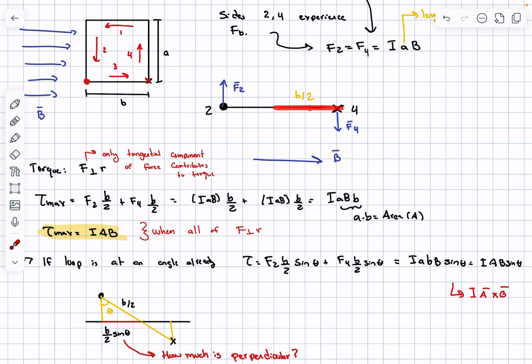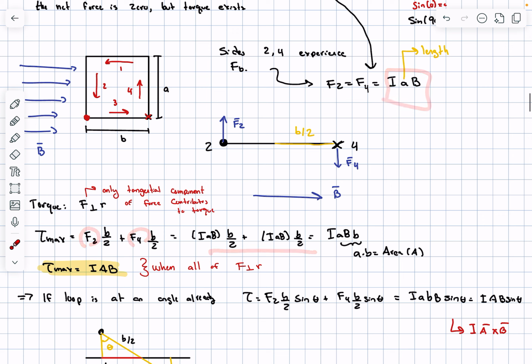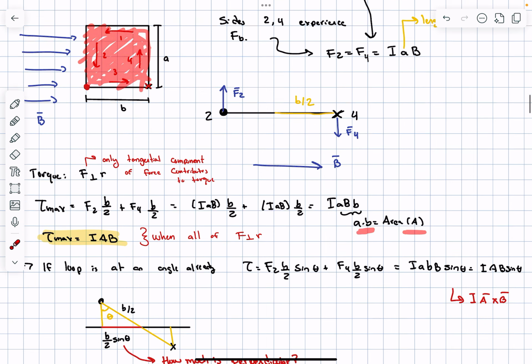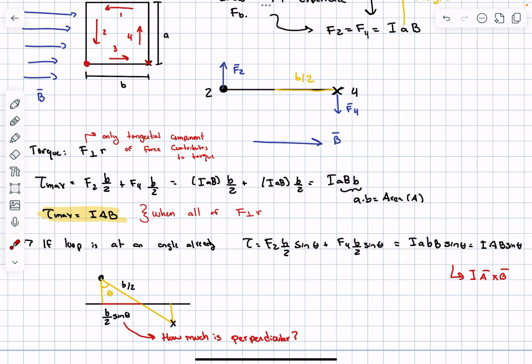Again, b over 2 is here. We know what F2 and F4 are. They're up here, I, a, B. So we add them up together and we get this, where we have I, little a, which is this distance here, big B, which is the magnetic field, and little b, which is this distance between them. We know that a times b is just equal to the area of this square region, right? So that's the area here. So then T max, the max torque, is IAB, like this.